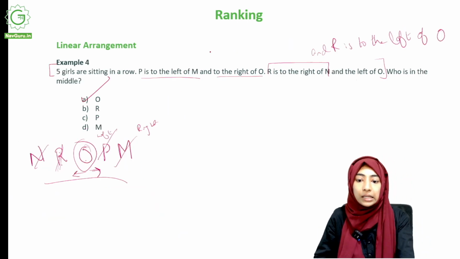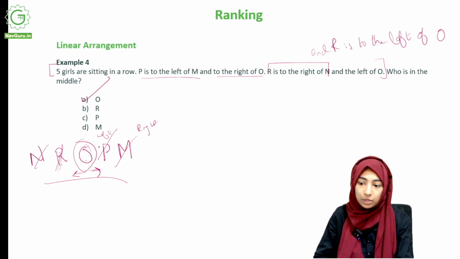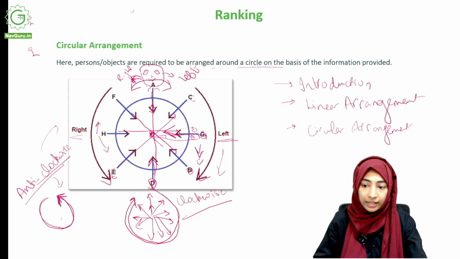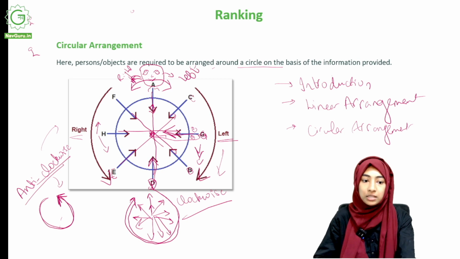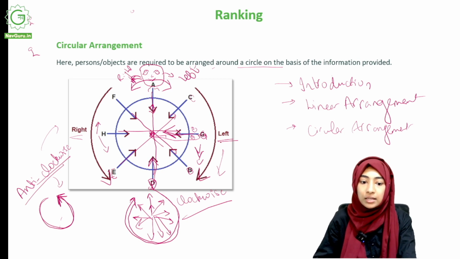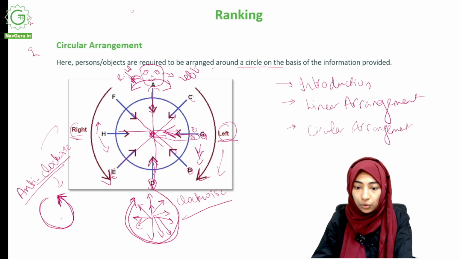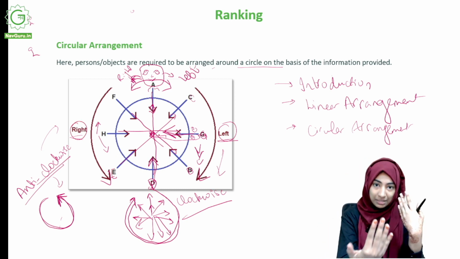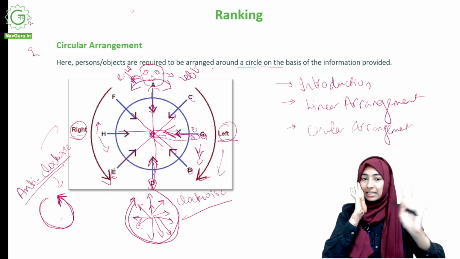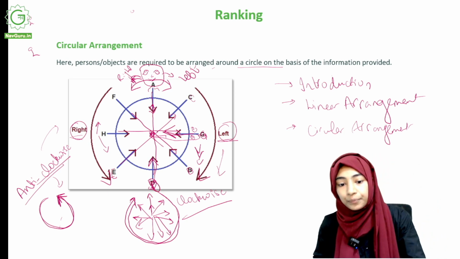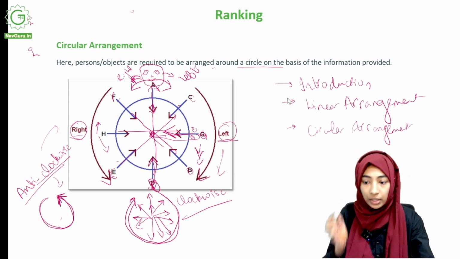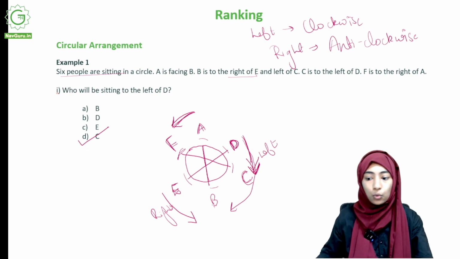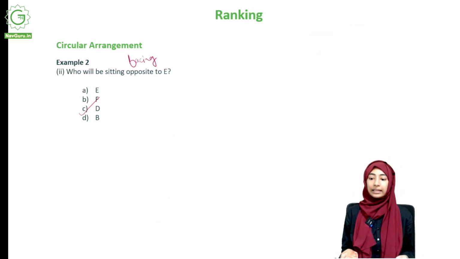Okay, and then another case of ranking that we learned, and then we learned circular arrangement. So circular arrangement is what we studied here. Basically, they need to be arranged around a circle on the basis of the information provided. So for circular arrangement, these are the only two concepts that you need to know, left and right, and also facing. What is meant by facing and what is meant by opposite. Basically the same thing. D faces A, F faces B, E faces C, H faces G. That is also another thing that you need to know. And then we just did two questions on circular arrangement. This is all that there is in ranking.